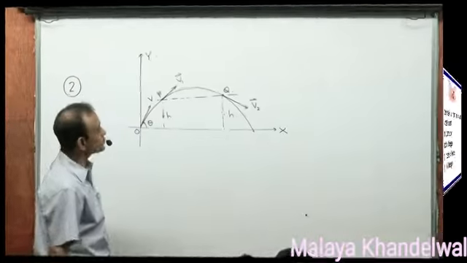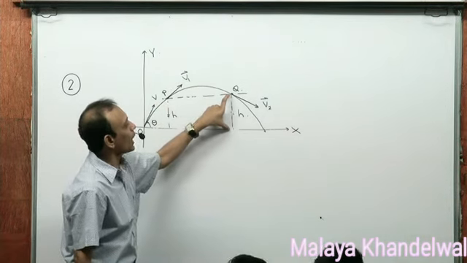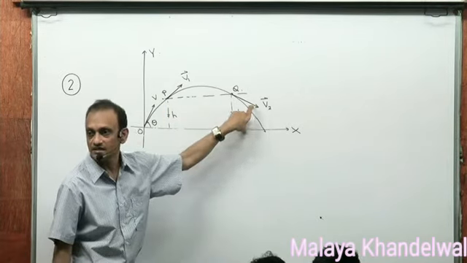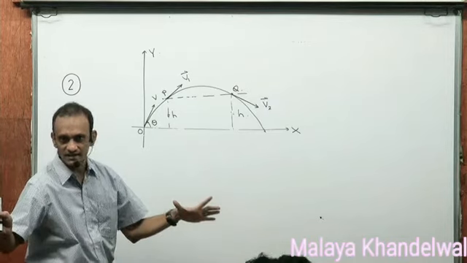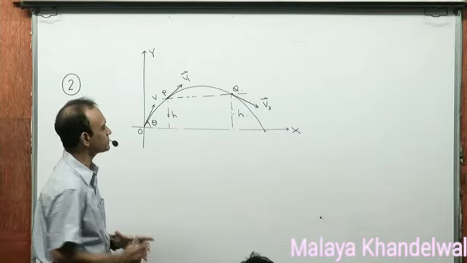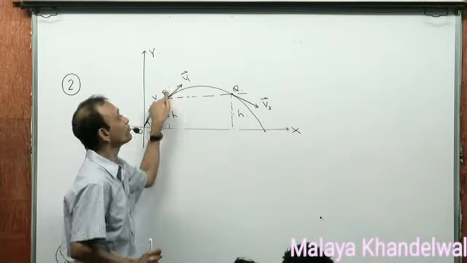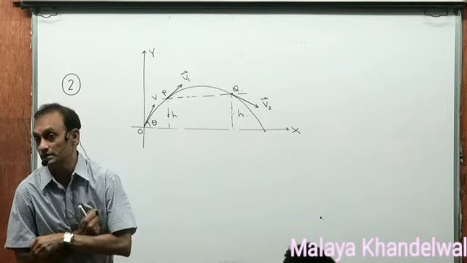On its trajectory, these P and Q are at the same height above the horizontal. H is half the maximum height in this case, it's given. Now, I want to find the average velocity from P to Q of the particle.